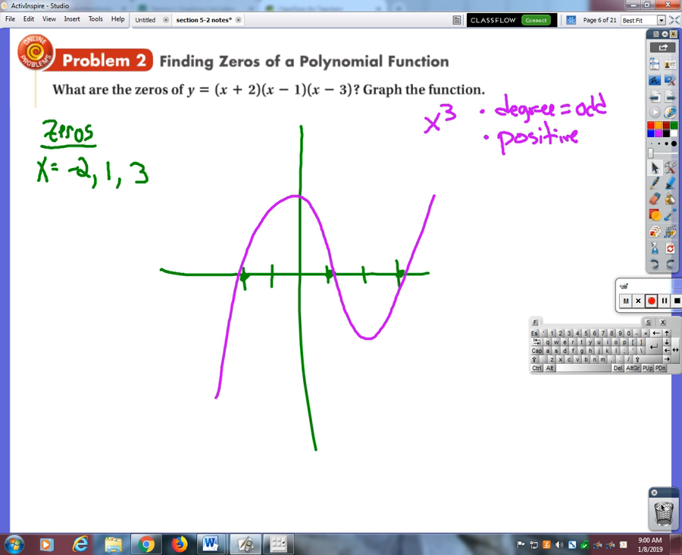Oh, right. Sorry. Well, now there's only one there, so you don't have to worry about it. I can also find the y-intercept of this graph by multiplying these three numbers together. So 2 times -1 is -2, times -3 is 6. So that means that this y-intercept would be 6. Okay?